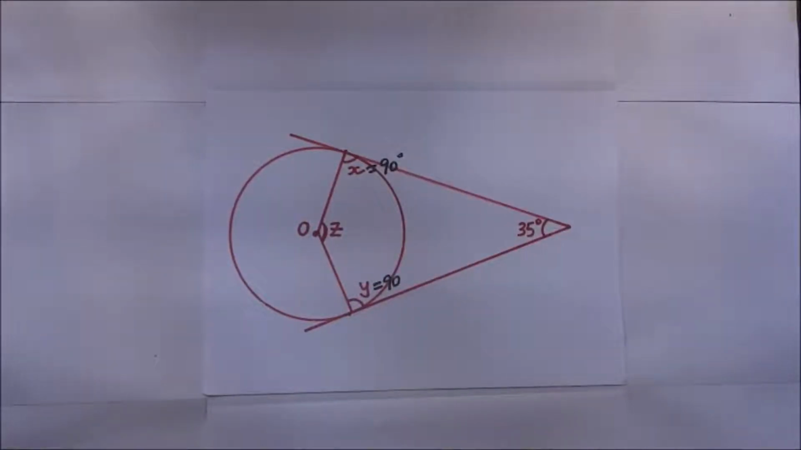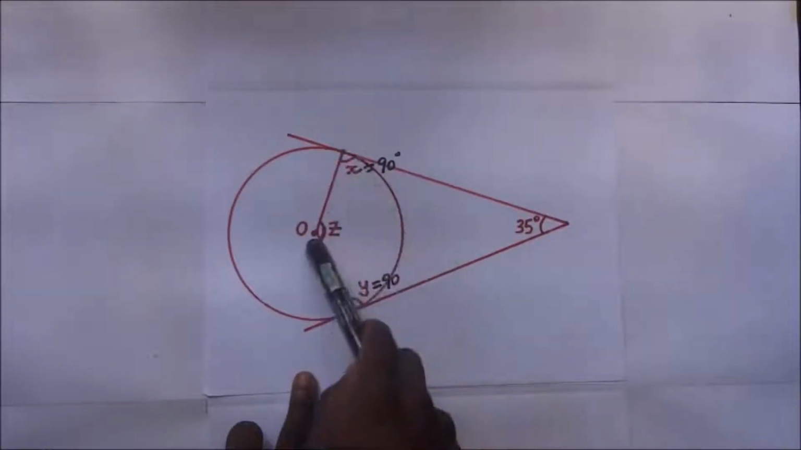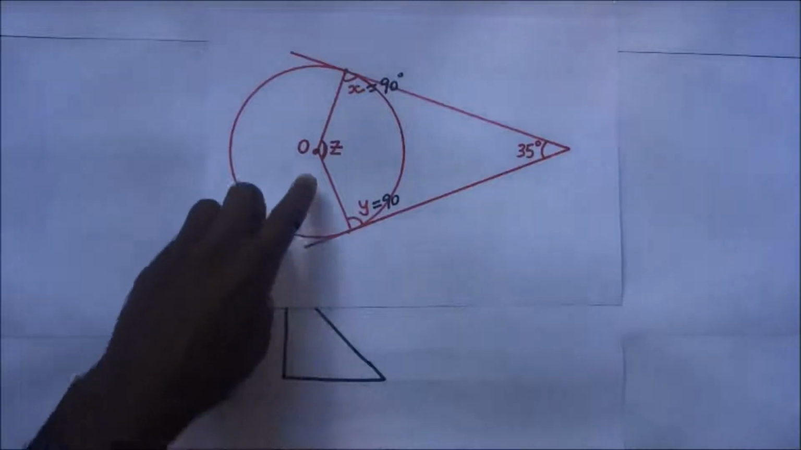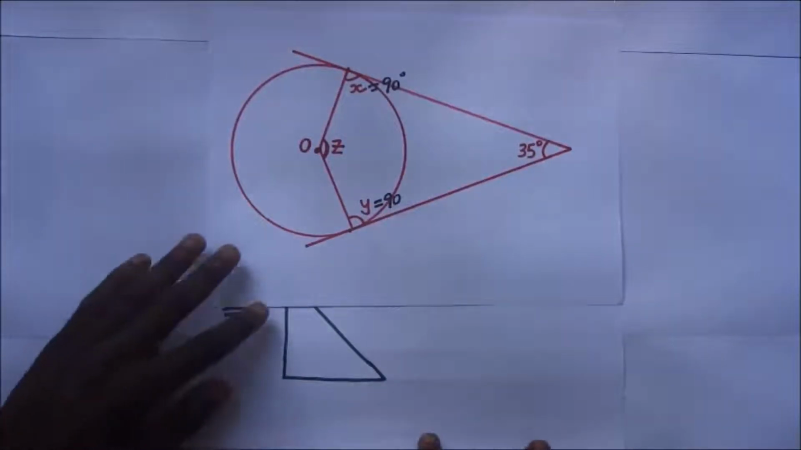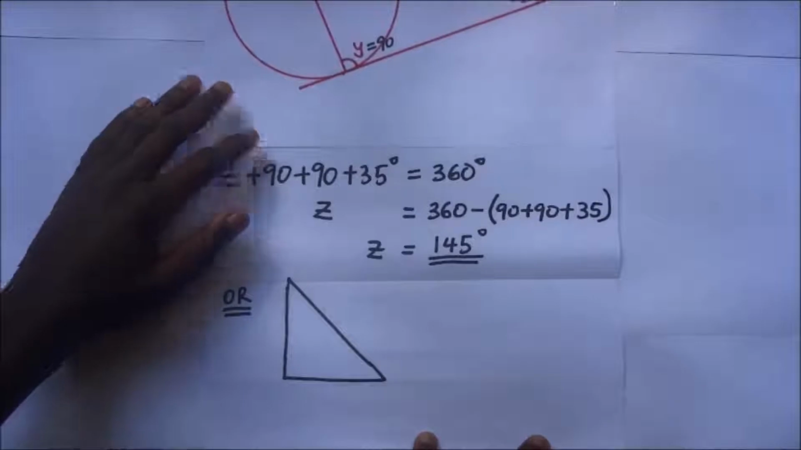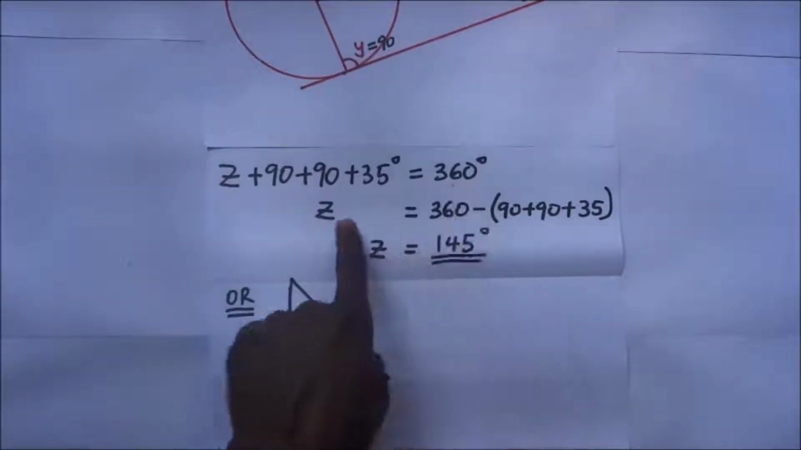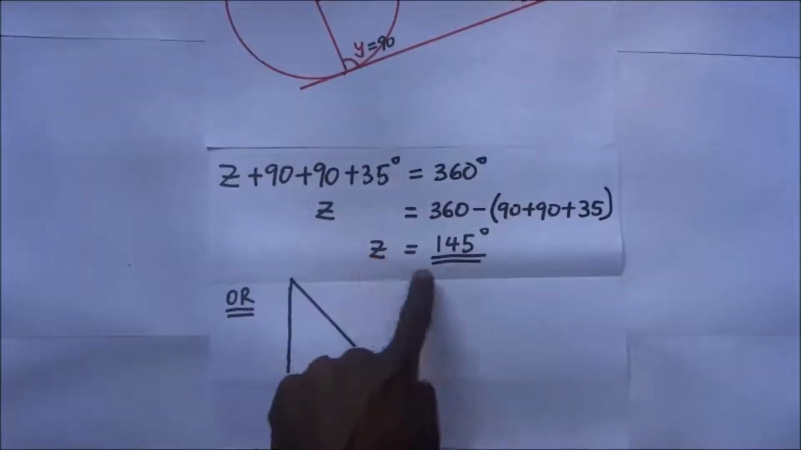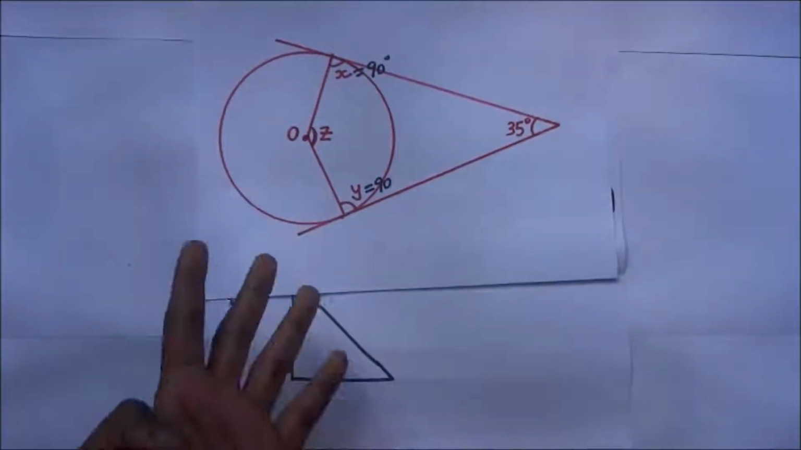Now what's the value of z? There are two ways you can find the value of z. First of all, this is a quadrilateral, and we all know that the total angle sum of a quadrilateral is 360 degrees. So for us to get the value of z, x plus y plus z plus 35 degrees is equal to 360 degrees. So that's our working: z plus 90 plus 90 plus 35 is equal to 360 degrees. We make z the subject of the formula. It becomes 360 minus the rest of all this, and we get our value of z as 145 degrees.